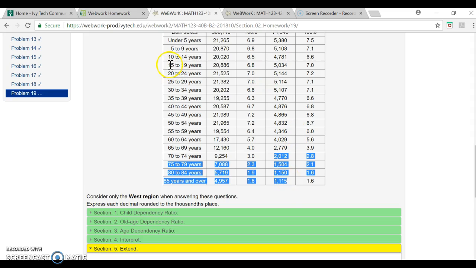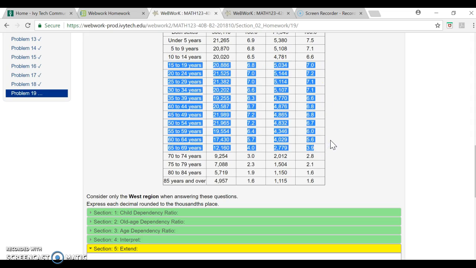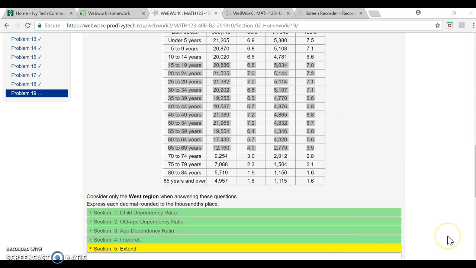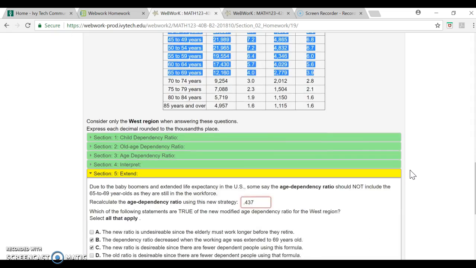Then that's your numerator. Then your denominator is 15 to 69. So you'll add all of those numbers up to get your working class, which is your denominator, right? So once you have those two numbers, that's how you get your fraction.